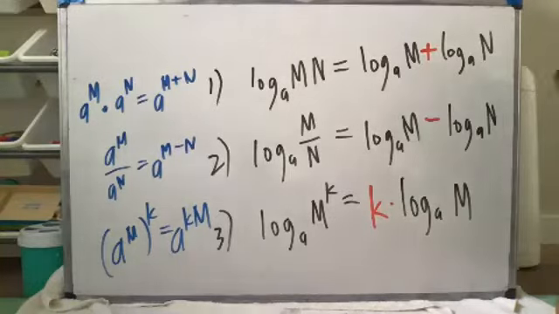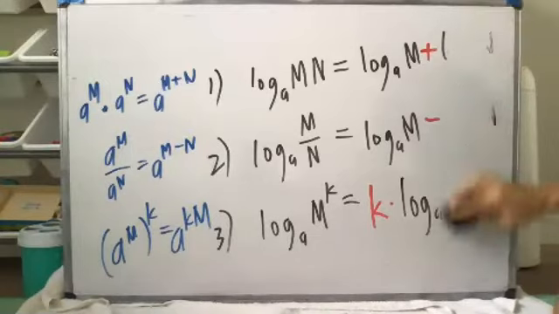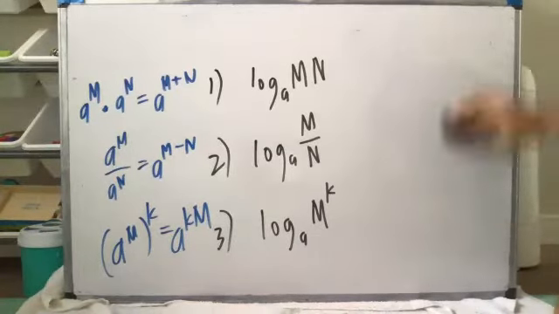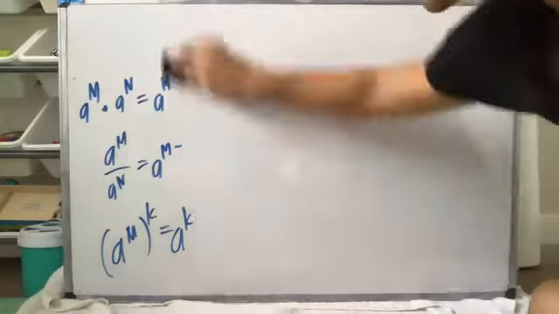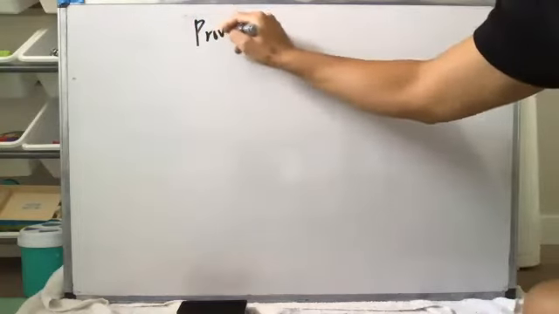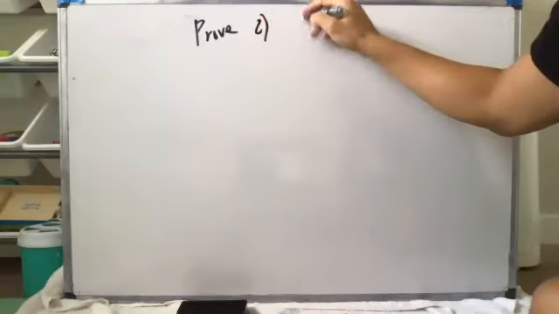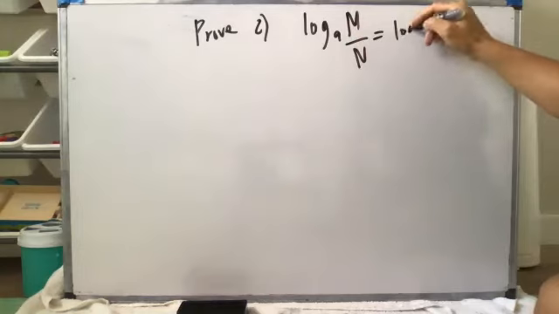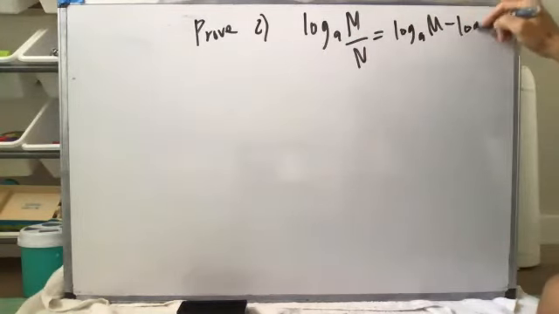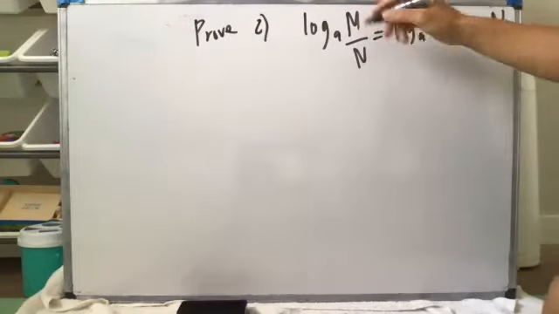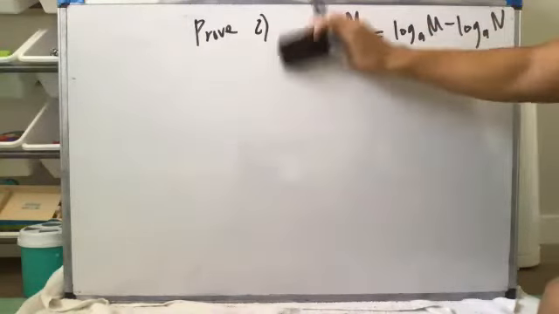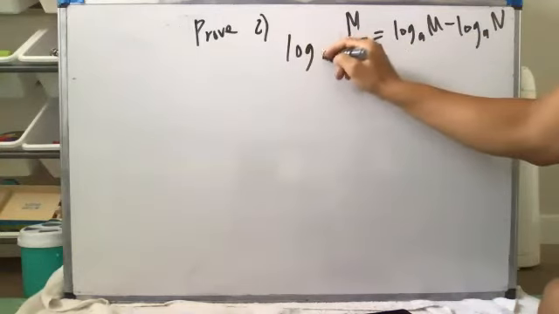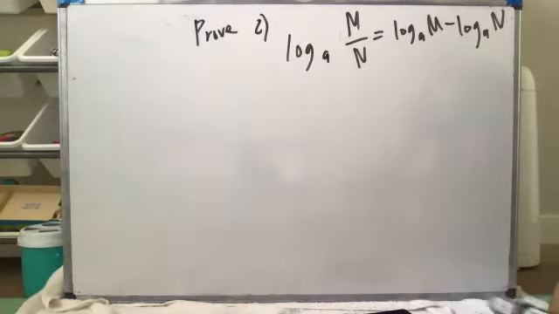The book actually gives a proof for the first one, so maybe let's do a proof for the second one. I didn't really plan this out exactly, so let's just think through it. We're trying to prove number 2, that log base a of m over n is equal to log base a of m minus log base a of n. So the log of the division should be the difference. Okay, let's see if we can do this.